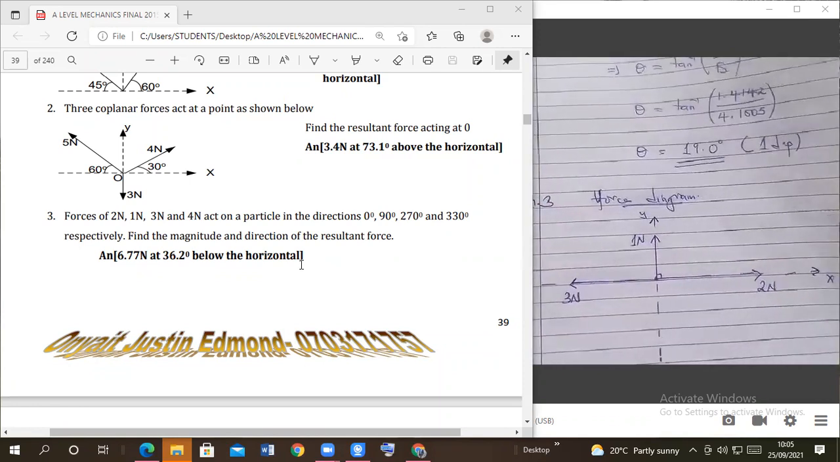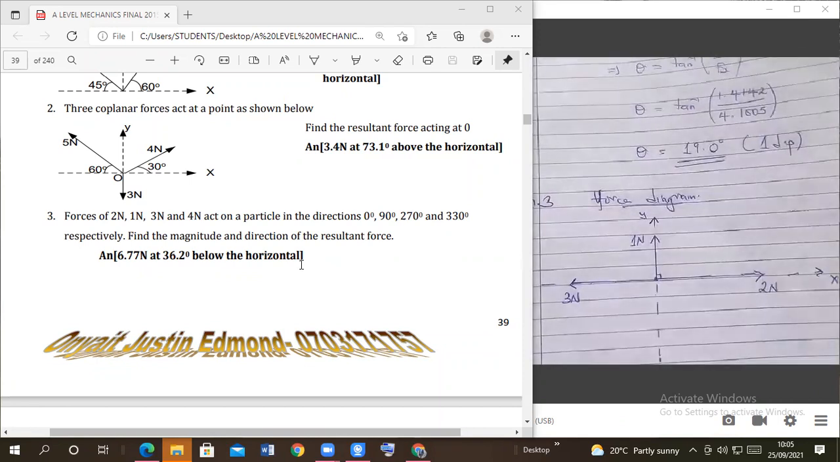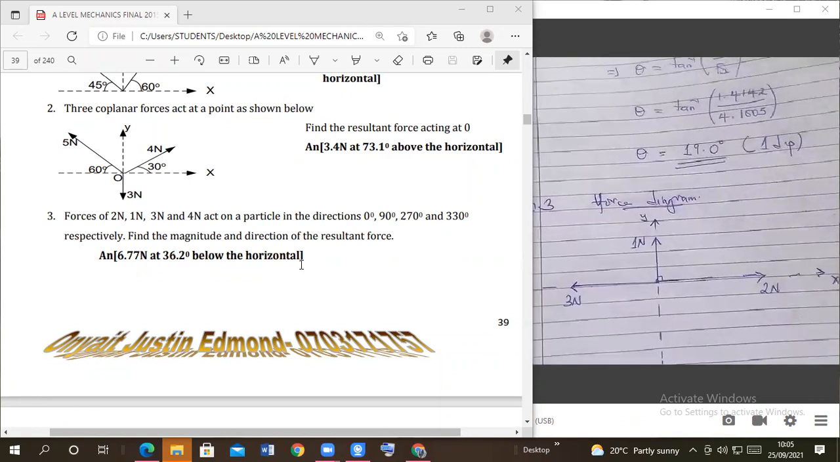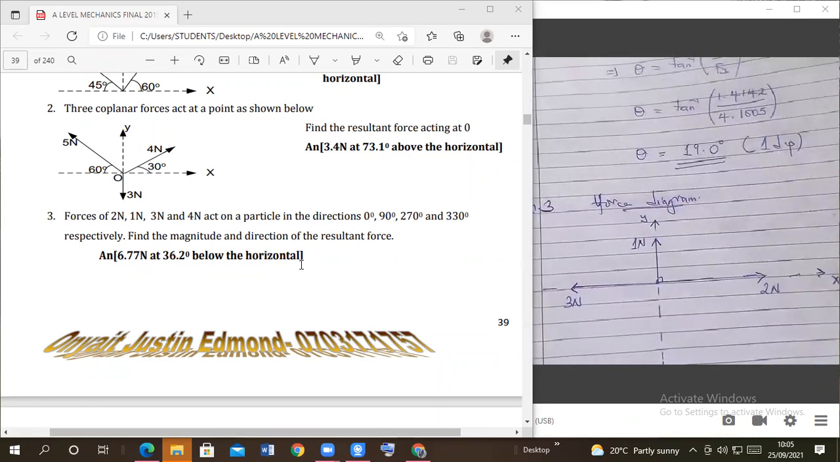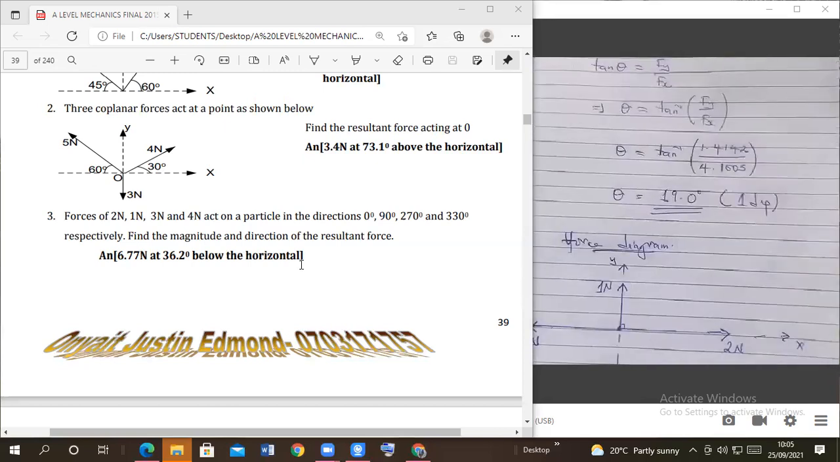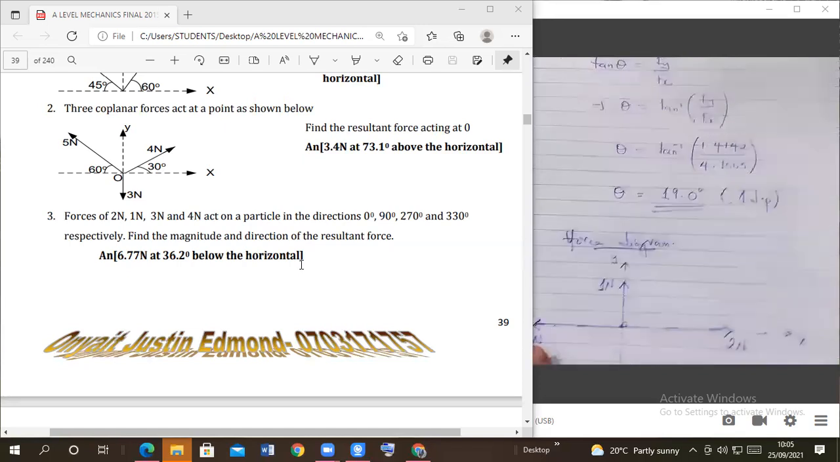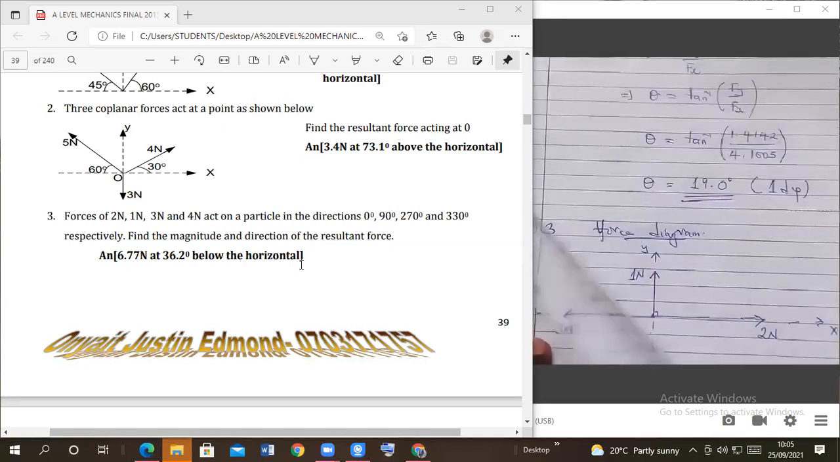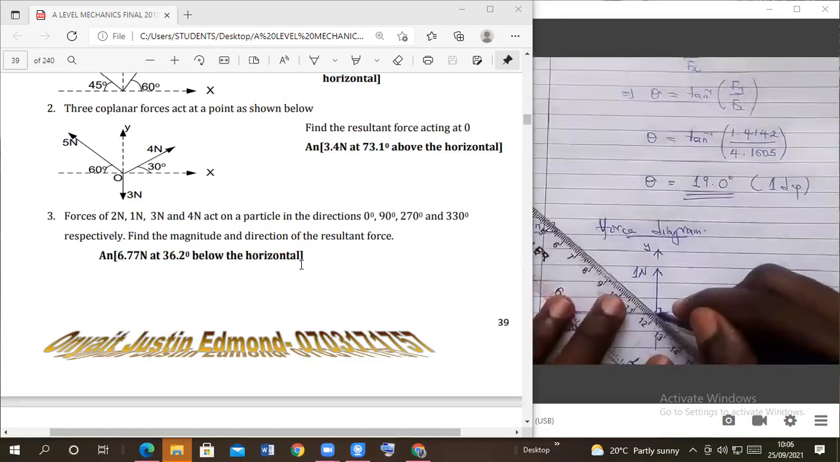So they've given the bearing. You know bearing, you move clockwise. And 4 Newton at 330 degrees, where will it be? Yes, 270 is here, which means 330 is somewhere here.